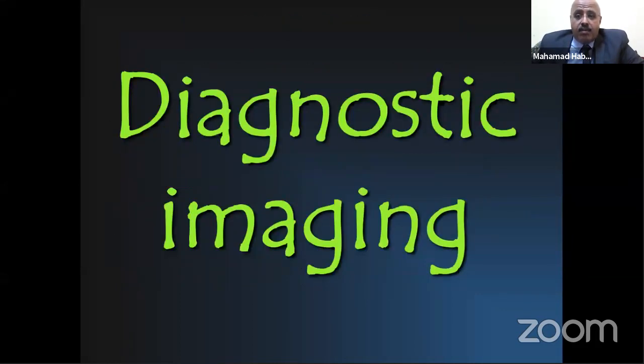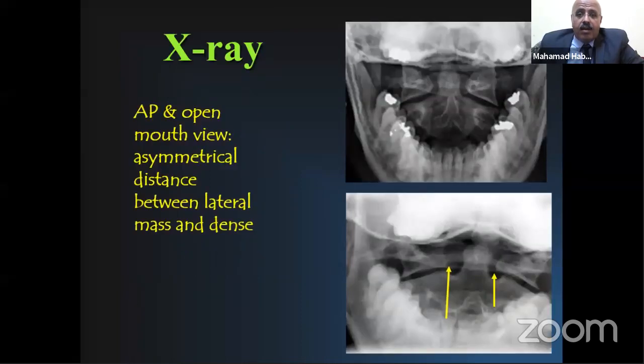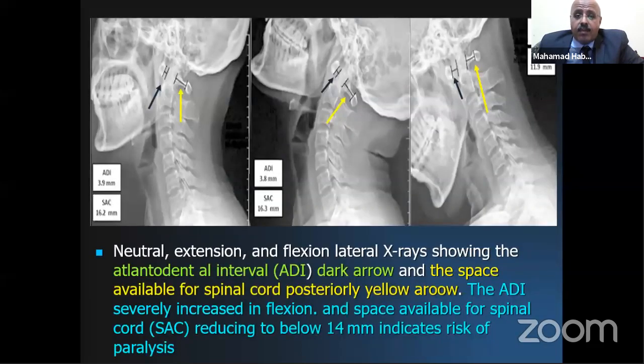Diagnostic imaging. An X-ray, which is important, the anteroposterior open mouth view, you will see an asymmetrical distance between the lateral mass and the dens, like the yellow arrows in the lower X-ray show. This is the lateral X-ray, neutral, extension, flexion. It's difficult in acute trauma because of pain, but if you can get them, it shows an important thing.